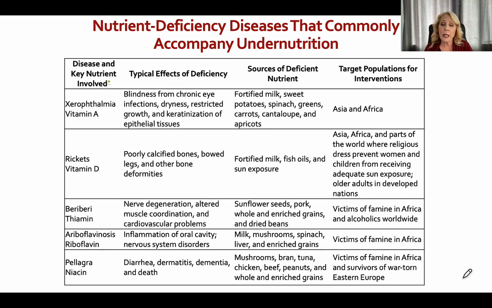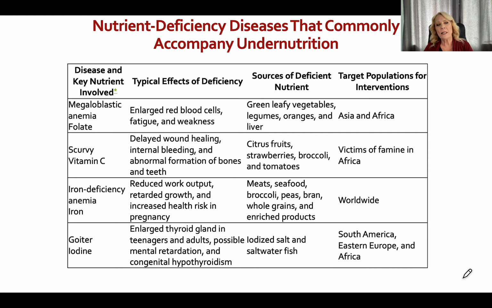Pellagra, which is a niacin deficiency. This causes the 4Ds, if you remember: diarrhea, dermatitis, dementia, and death. We can see mushrooms, tuna, beef, peanuts. These are all going to assist with that problem. We don't really see pellagra anywhere in the United States.